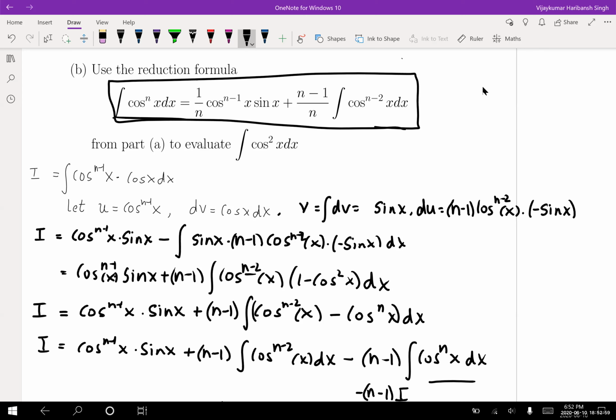Now note that this is called reduction formula. Well, the word reduction comes from the reduction in the power, right? You start with n and then you go to n minus 2 and then you keep on going.